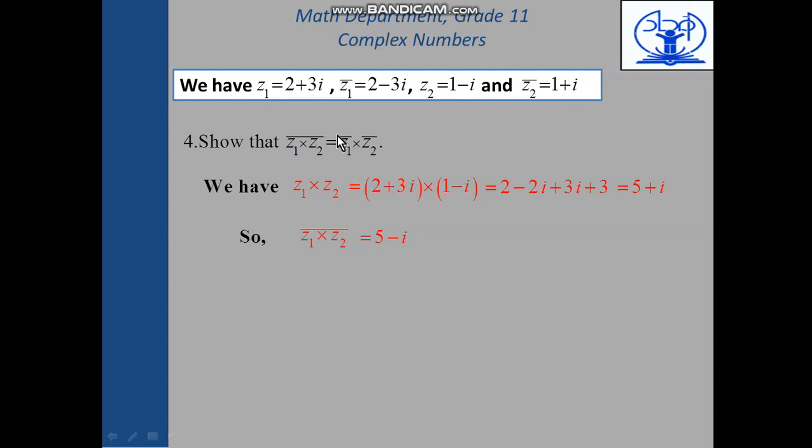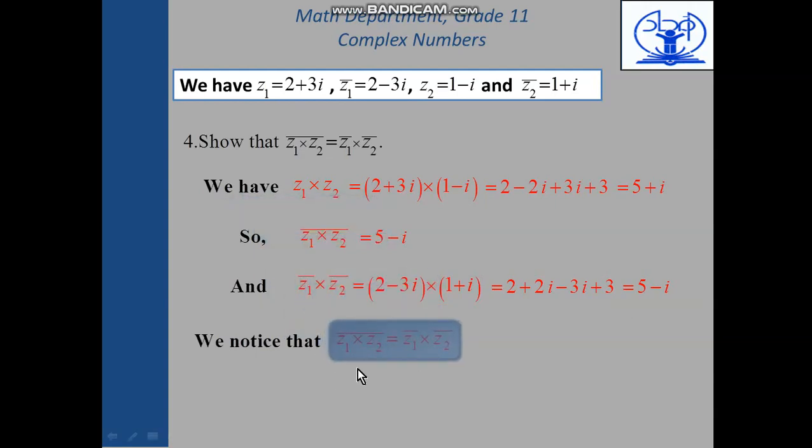Let us now calculate z1 bar times z2 bar. So this one is equal to 2 times 1 is 2, 2 times i is 2i, minus 3i times 1 is minus 3i, minus 3i times i is equal to plus 3. And finally we have 5 minus i, and we can check that they are equal. We notice that the conjugate of a product is equal to the product of the conjugates.